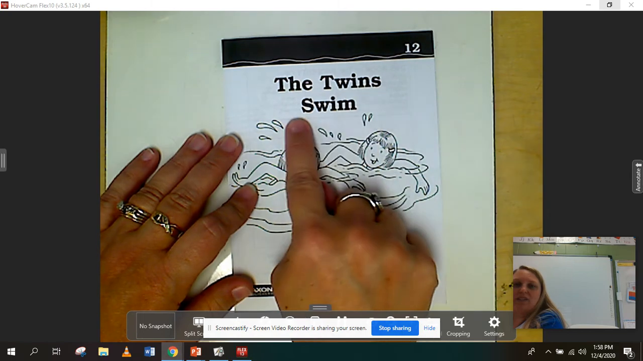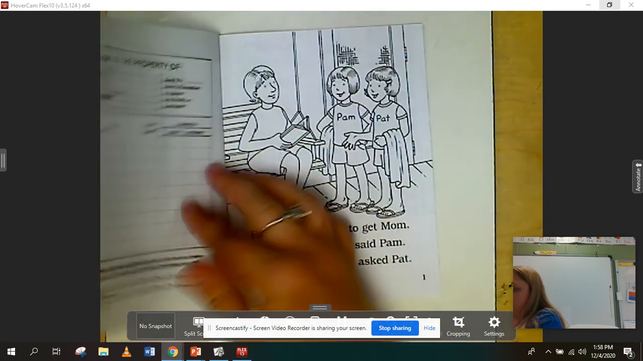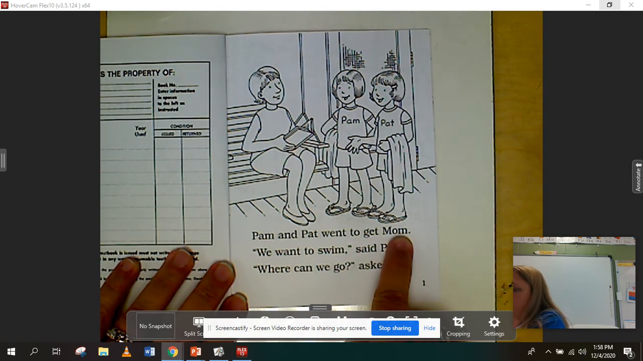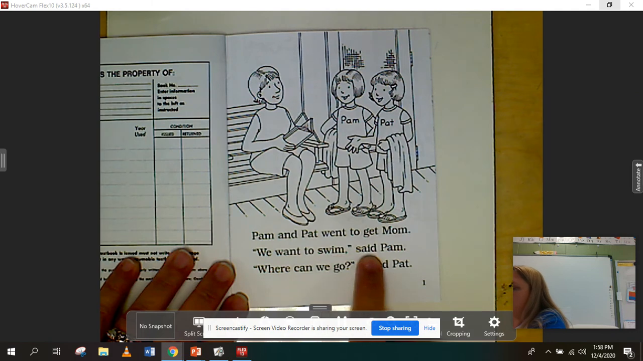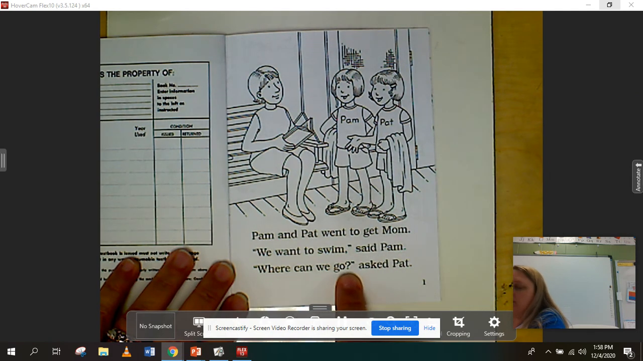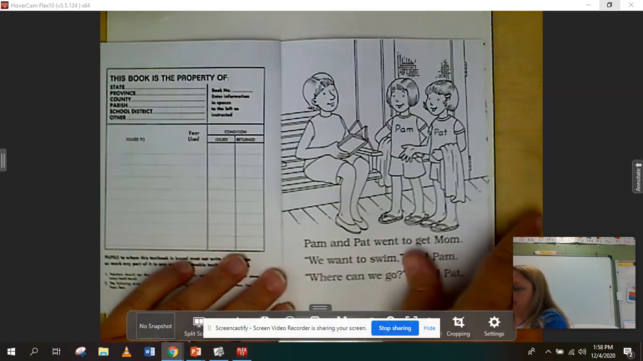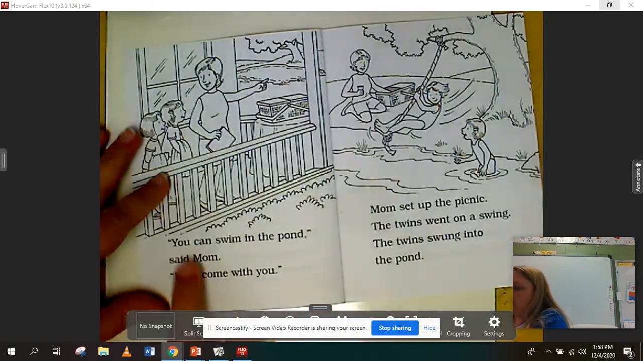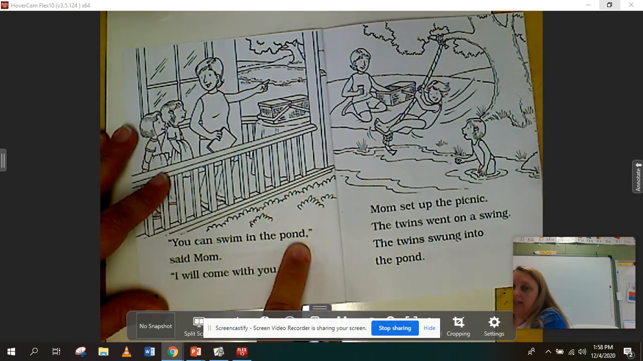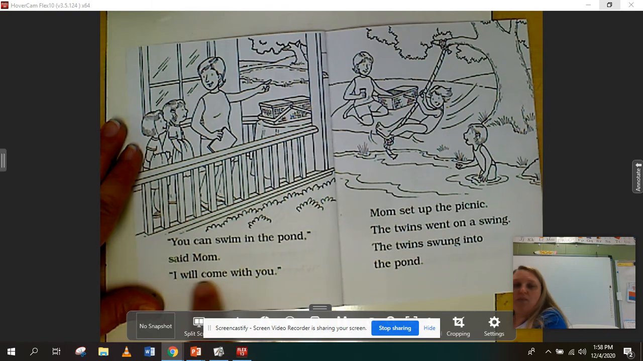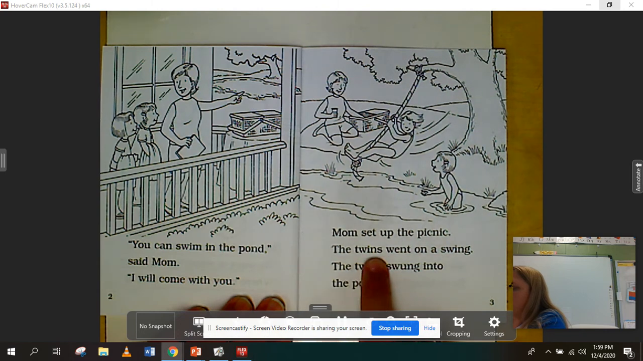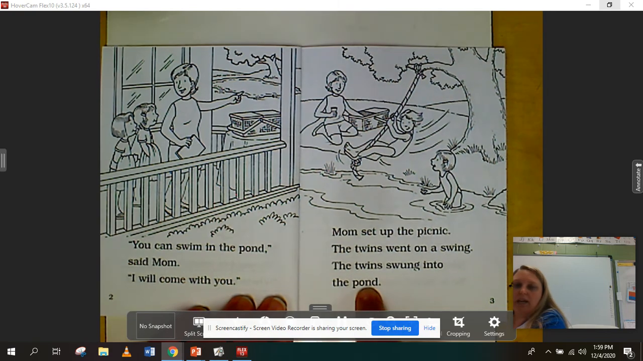The twins swim. Pam and Pat went to get Mom. We want to swim, said Pam. Where can we go? Asked Pat. You can swim in the pond, said Mom. I will come with you. Mom set up the picnic. The twins went on a swing. The twins swung into the pond.